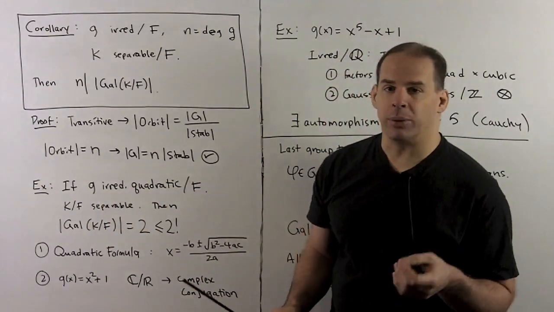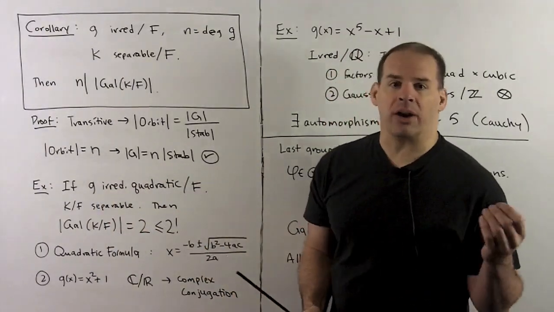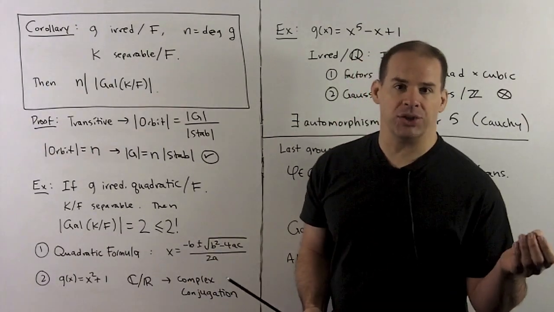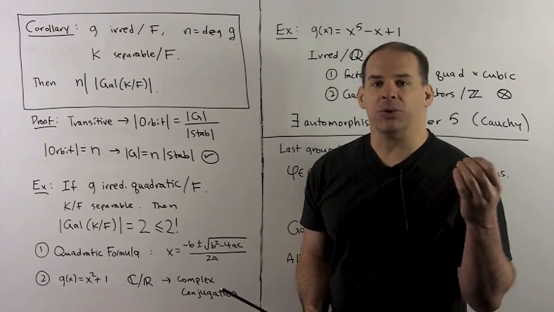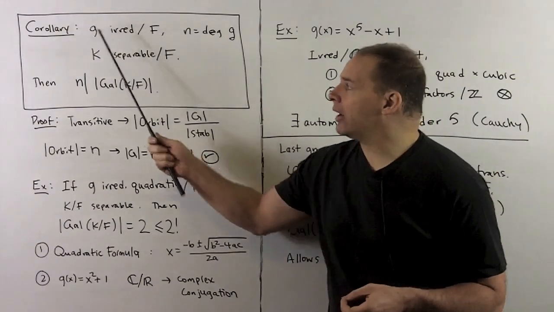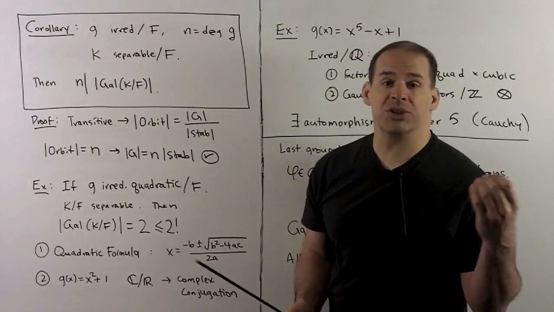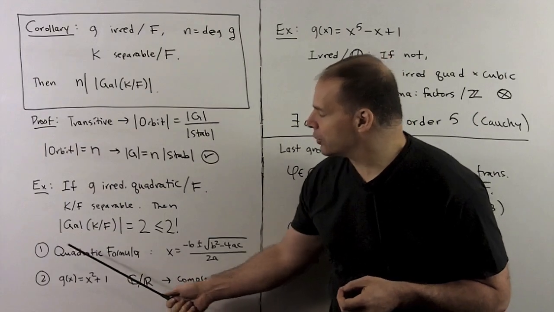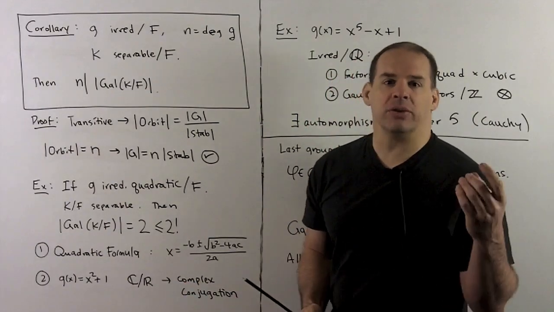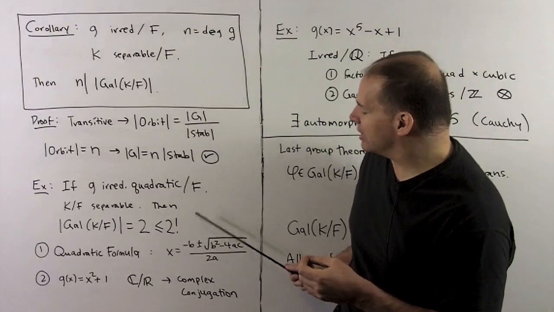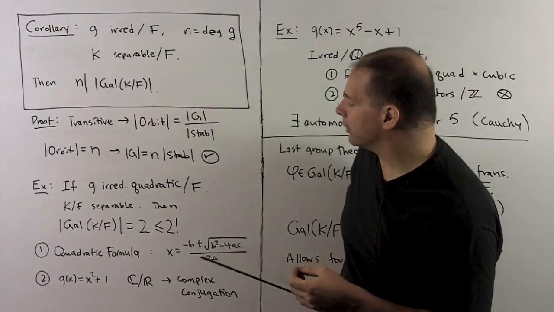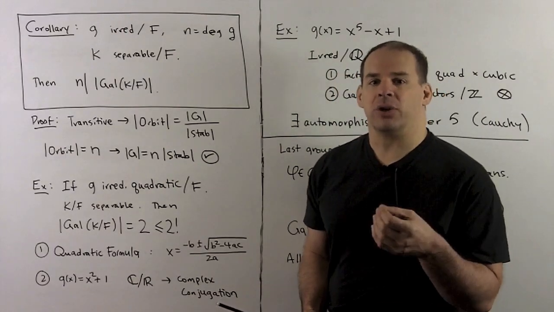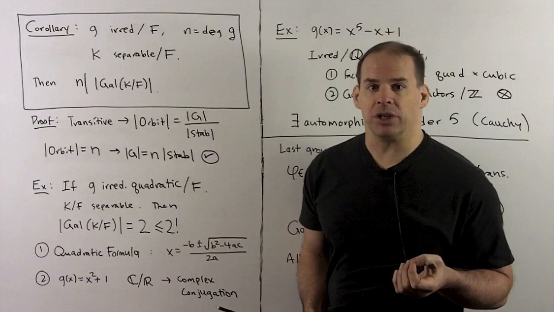For examples, we have G an irreducible quadratic over F, and K is separable over F. Then the order of the Galois group is precisely 2. We know it has an upper bound of 2 factorial, or 2. By the corollary, 2 divides the order of the Galois group, so it is precisely 2. For concrete examples, first over the rationals we have the quadratic formula. Then the non-trivial element of the Galois group is just given by the sign change in the formula. If we have the complex numbers over the reals, the non-trivial element of the Galois group is just complex conjugation.